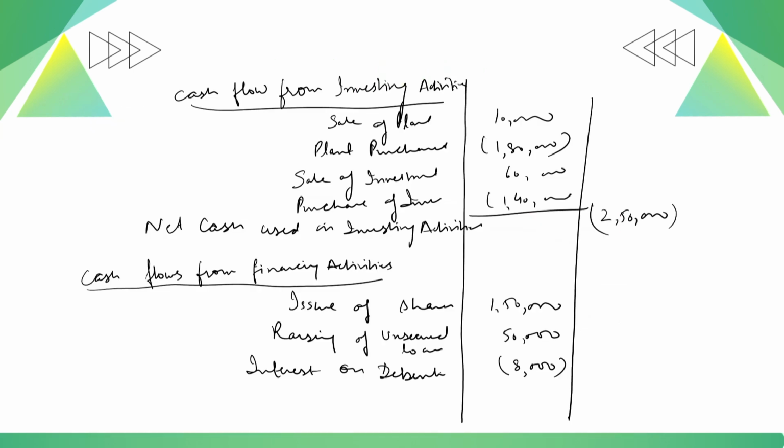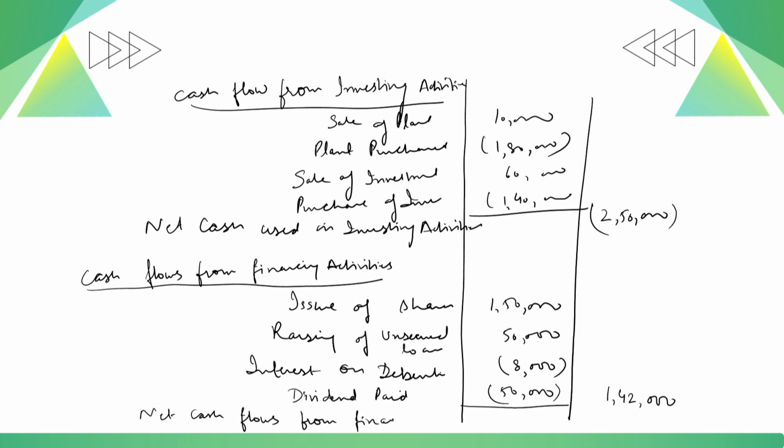The next adjustment is with regards to the payment of dividend, which is given in the question, 50,000. So, dividend paid is 50,000. So, after calculating the balance here, we reach the figure of 1,42,000. This amount is a positive amount which shows net cash flows from financing activities of the company.